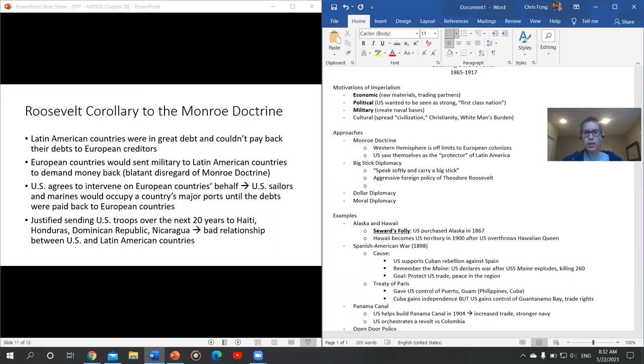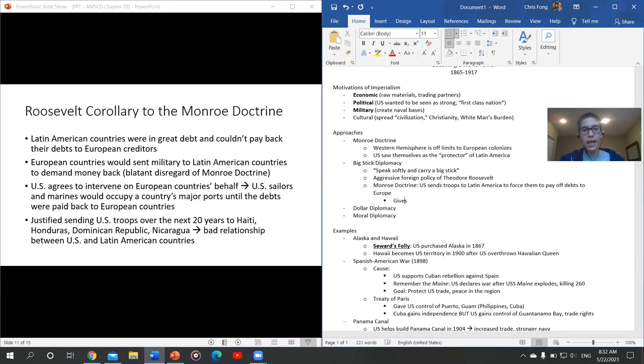So I'm going to add this under big stick diplomacy because it is Teddy Roosevelt, although it's kind of Monroe Doctrine. So his version of the Monroe Doctrine, the U.S. sends troops to Latin America to force them to pay off debts to Europe. And again, this justifies the U.S. sending troops to Latin America. It says there over the next 20 years, they send troops to Haiti, Honduras, the DR, and Nicaragua.